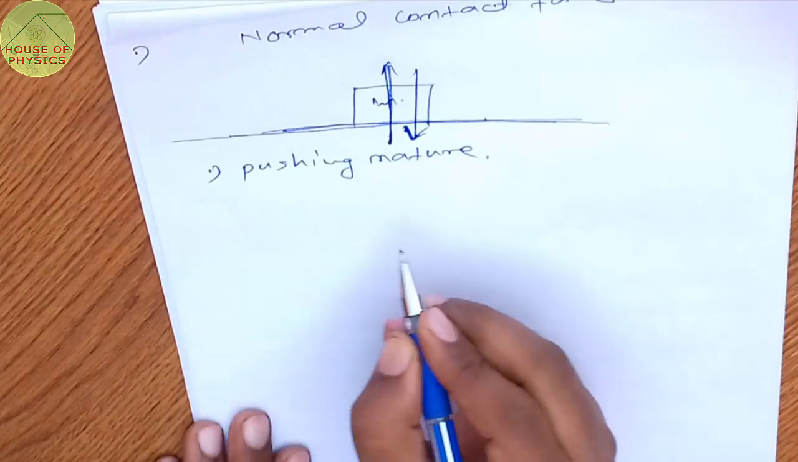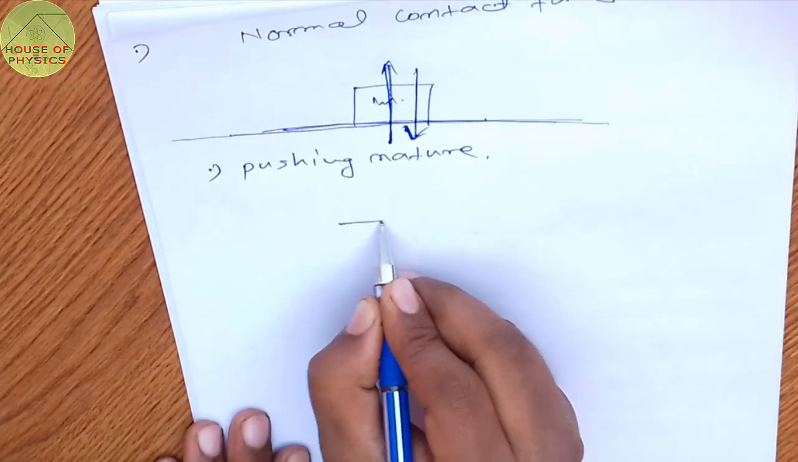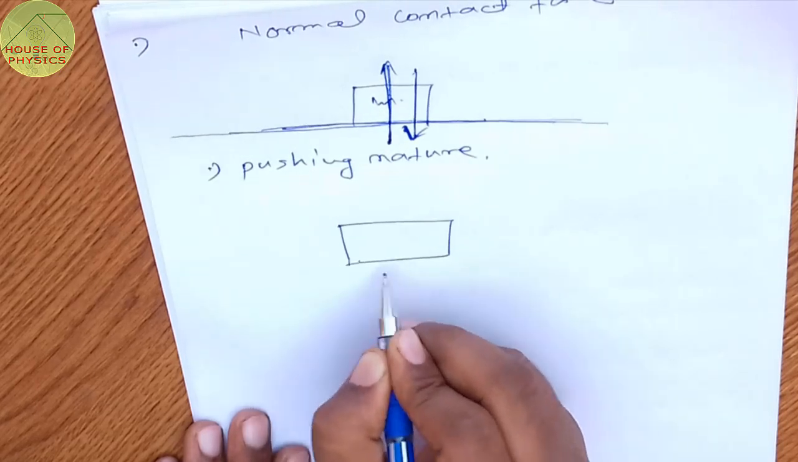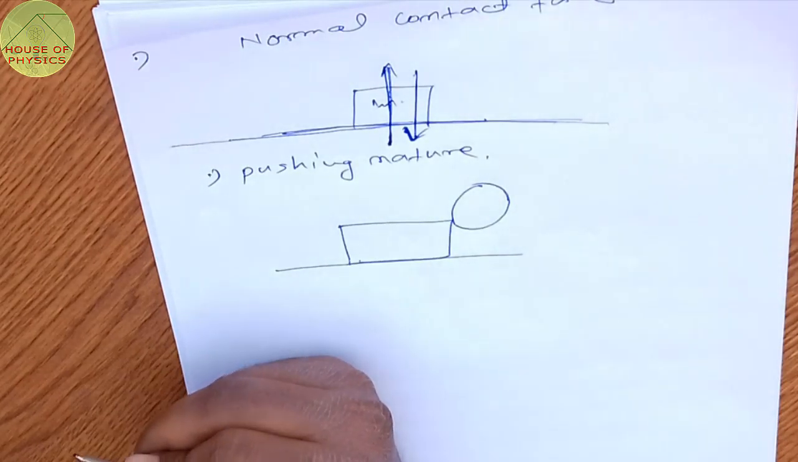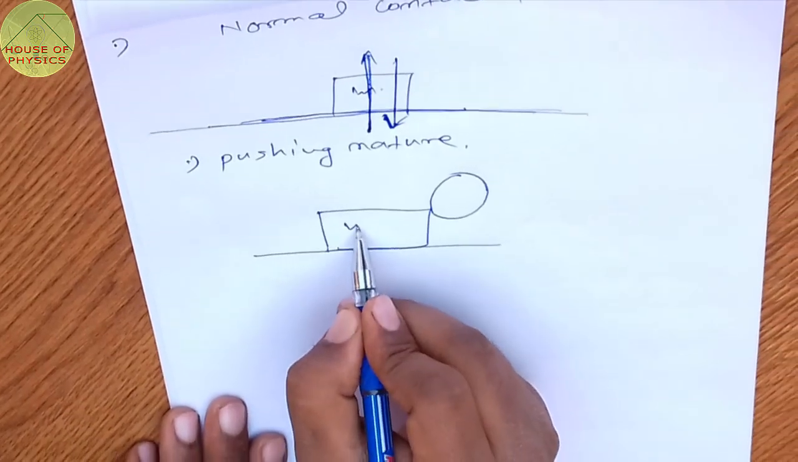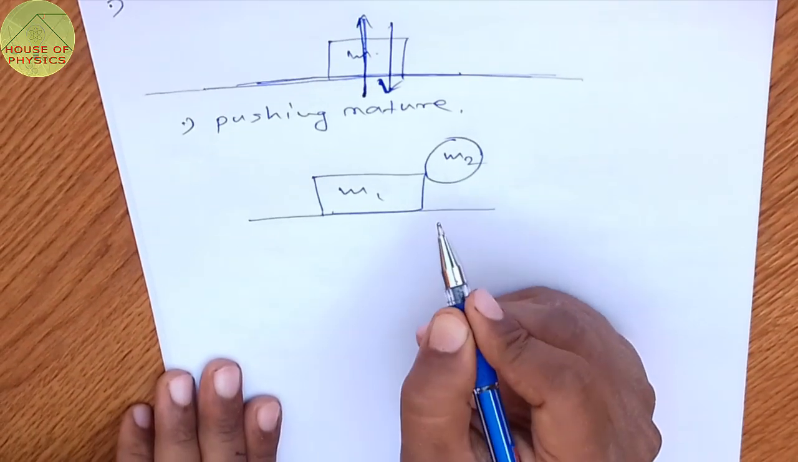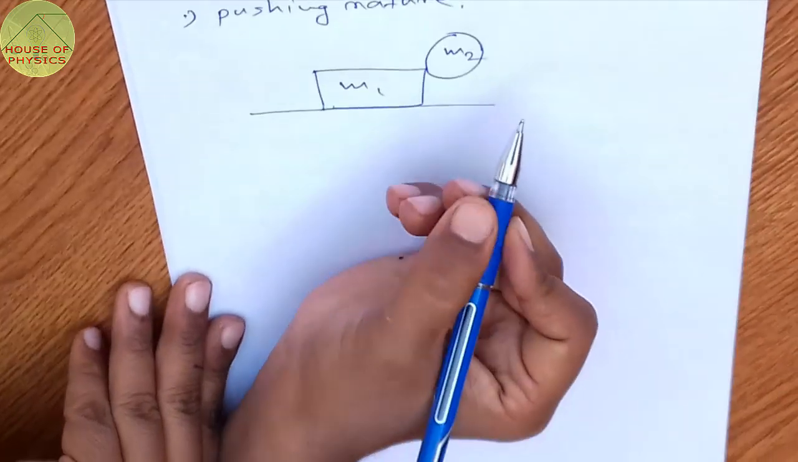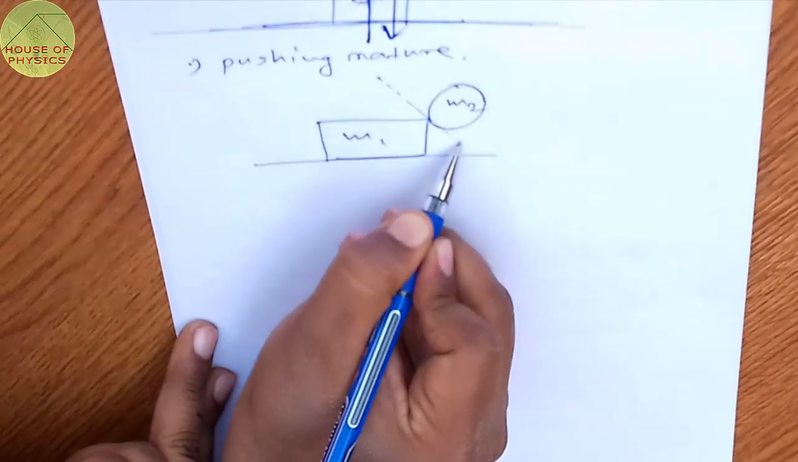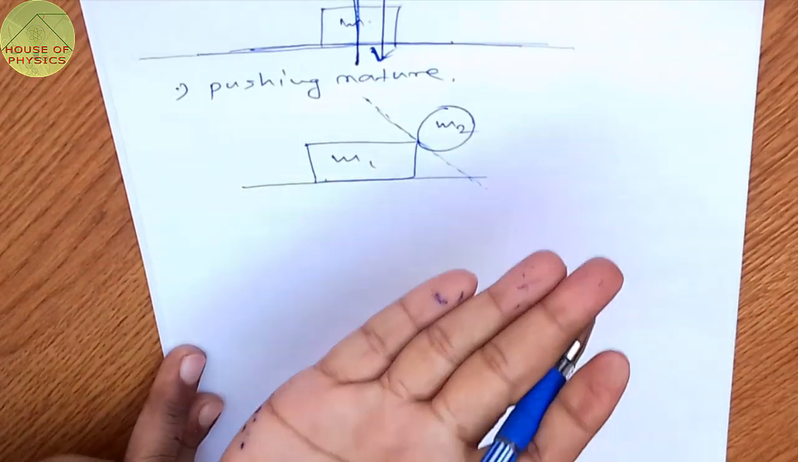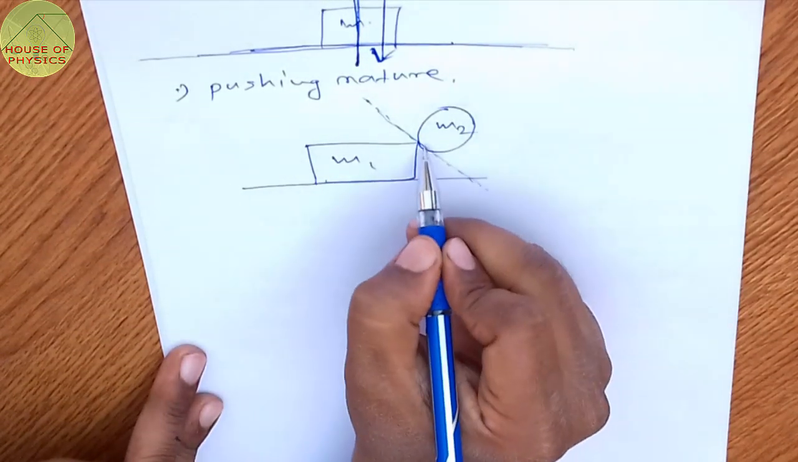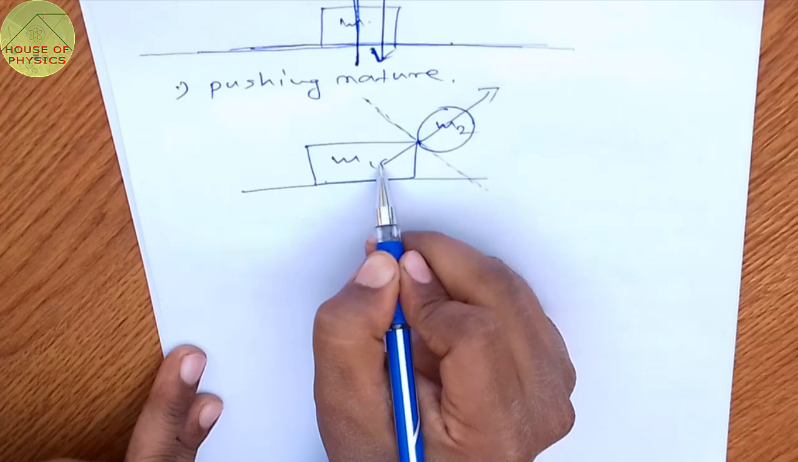One more example I will take. Suppose this is a block and there is one block attached on the corner side. If I want to identify the direction of the normal contact force, what will you do? We will draw the common tangent to the point of contact, and this common tangent will be like this, and perpendicular to the common tangent at the point means either in this direction or in this direction.